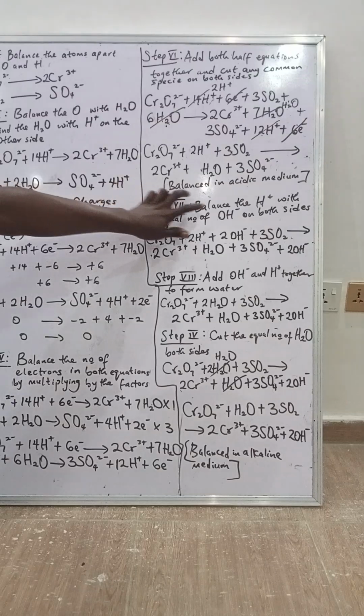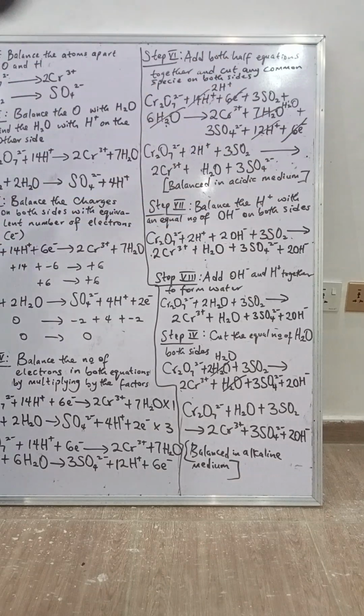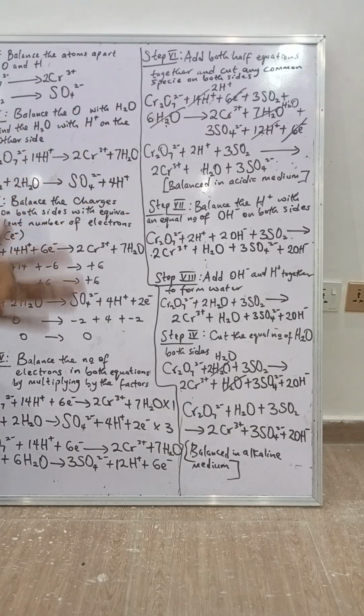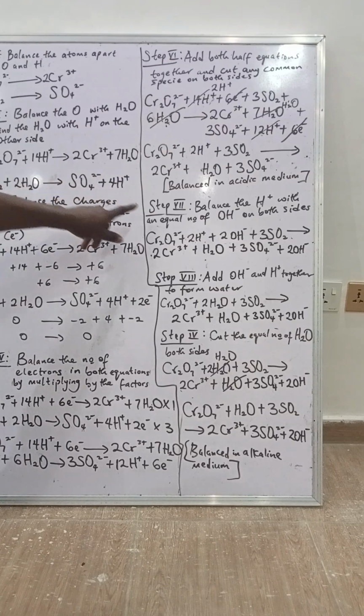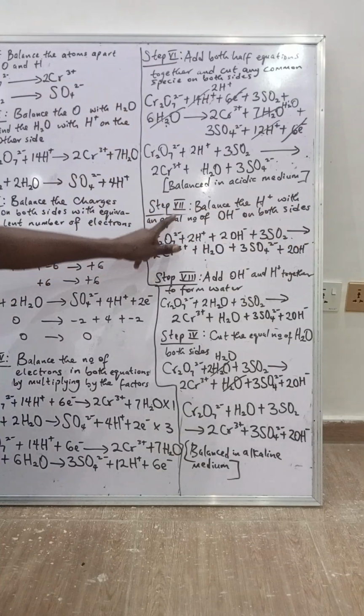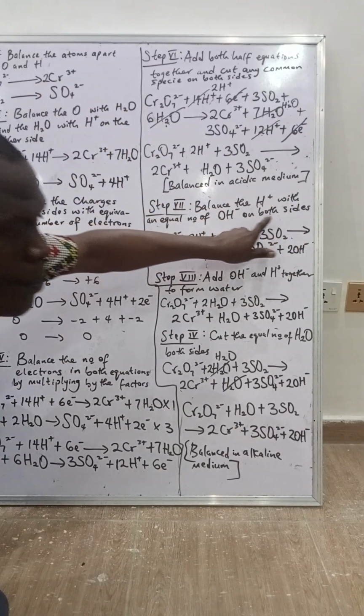So that's for balancing in acidic medium. Once you get to this step, you are done with acidic medium. But if the question says you should balance it in alkaline medium, you will not stop there. You go further. Now step 7 comes in. Balance the hydrogen ion with an equal number of hydroxide ions on both sides.